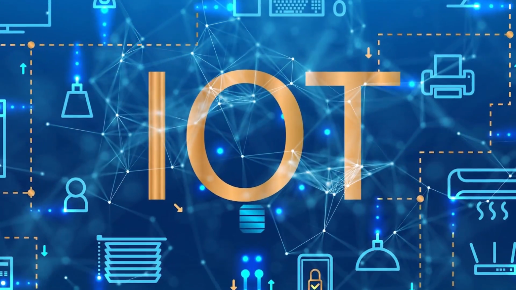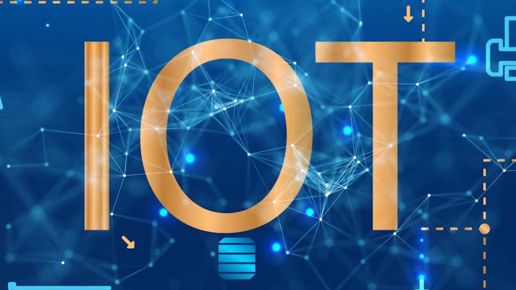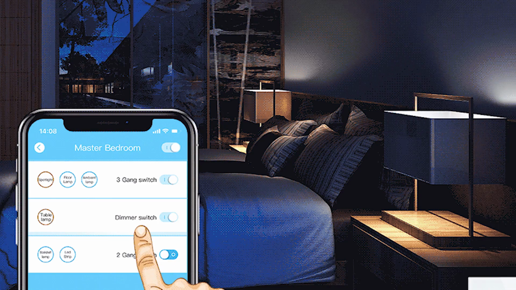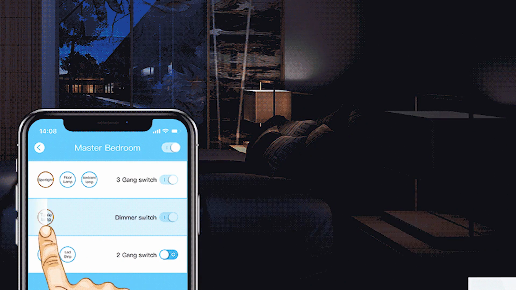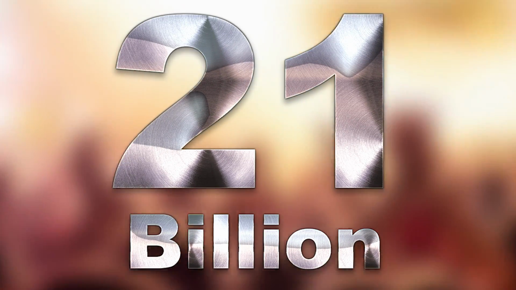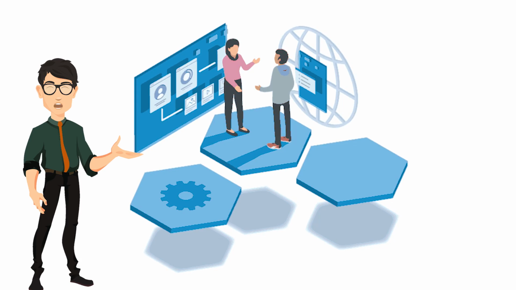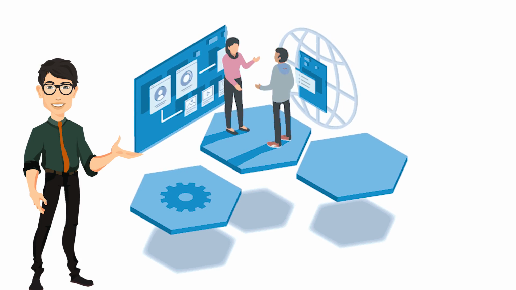IoT devices are becoming a part of the mainstream electronics culture, and people are adopting smart devices into their homes faster than ever. It is estimated that there will be up to 21 billion devices connected to the internet by 2020. There is huge potential in IoT at present.